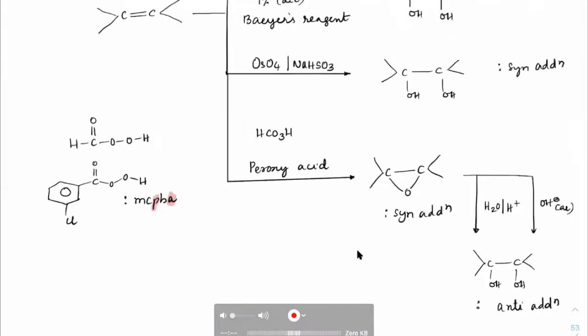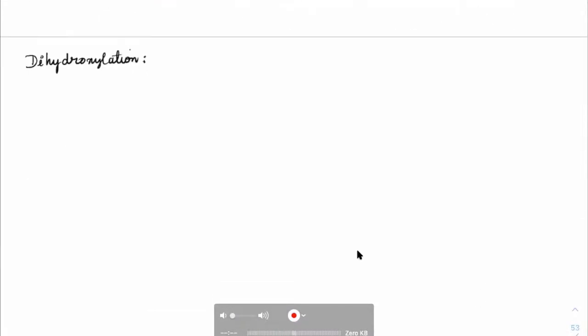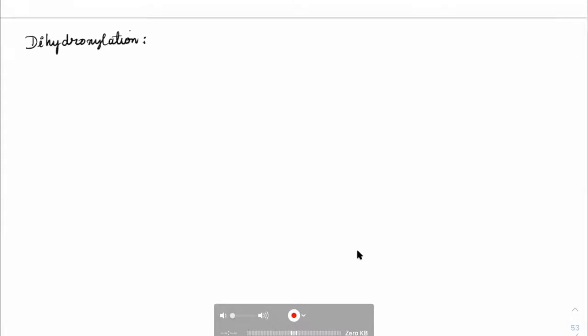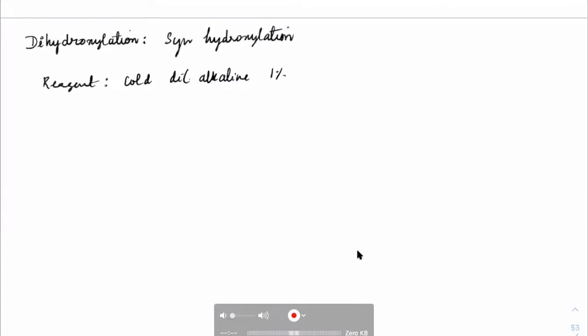Let us see the mechanisms of all of these one by one, starting with KMnO4, which is a syn addition reaction. So, dihydroxylation by syn hydroxylation. Syn hydroxylation, how it is done, let's see. The reagent we are using here is cold, dilute, alkaline, around 1% KMnO4, known as Bayer's reagent.